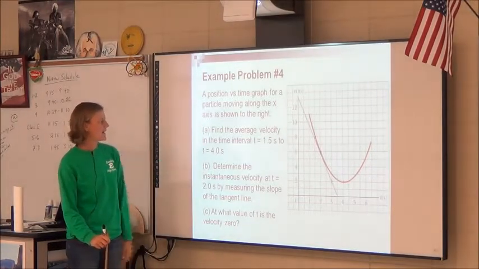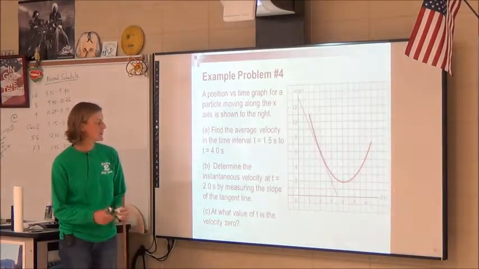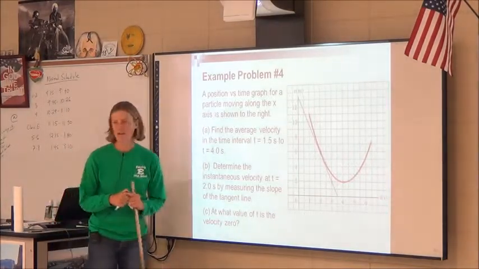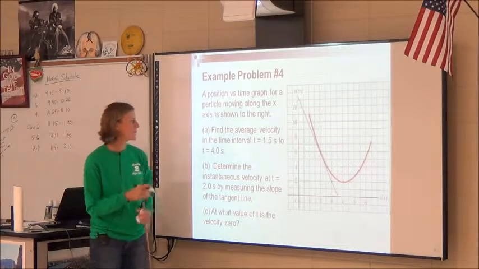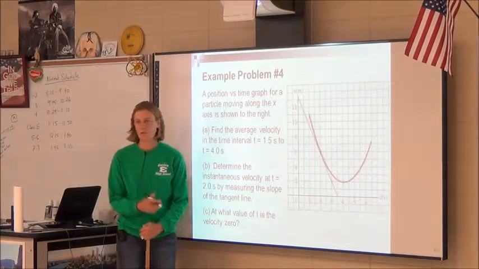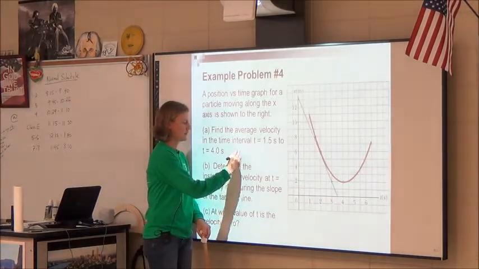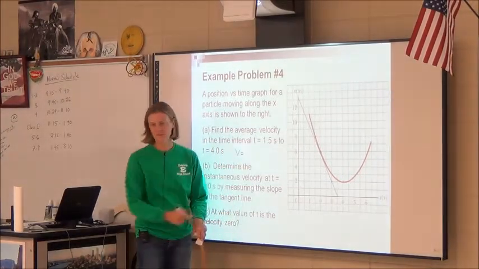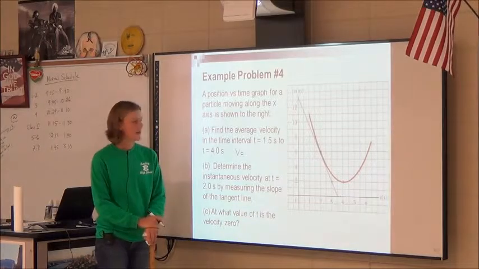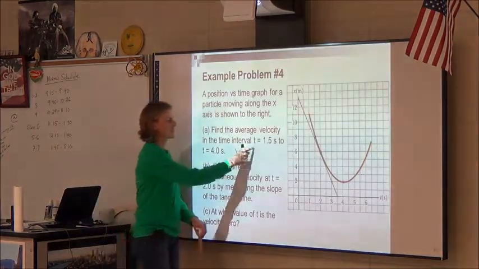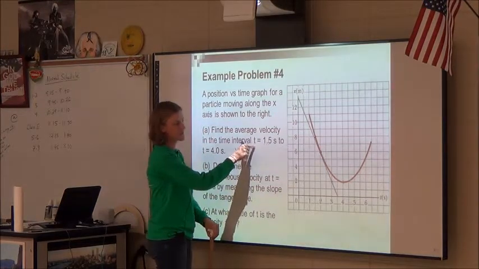Alright, so part A, find the average velocity in the time interval from 1.5 seconds to 4 seconds. Again, this is kind of like your homework quiz. Average velocity, what pieces of information do I need? Yeah, the initial and final position. So velocity is displacement over time, displacement's final position minus initial.